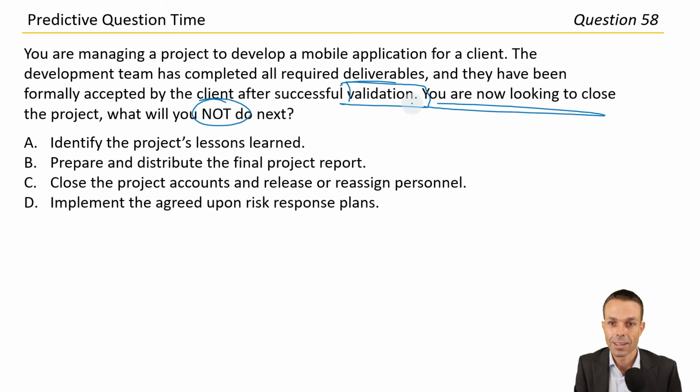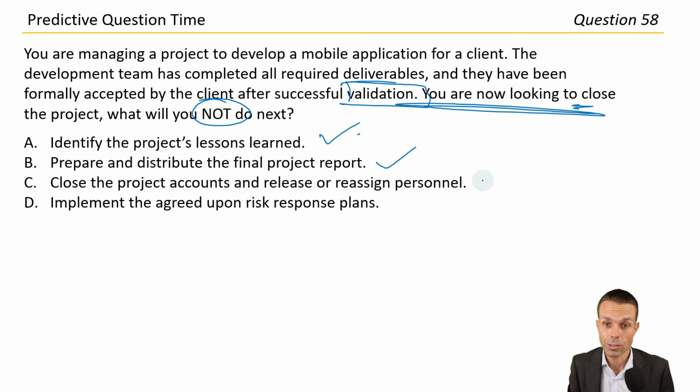So here it is. We get to the idea of this question at the last bit. So we're now looking to close the project. But what are we not going to do? Do we identify the lessons learned? Yes, we do. Do we prepare and distribute the final report? Yes, we do. Do we close the project accounts and release or reassign personnel? Yes, we do that as well when we're closing a project. Do we implement the agreed upon risk response plans?